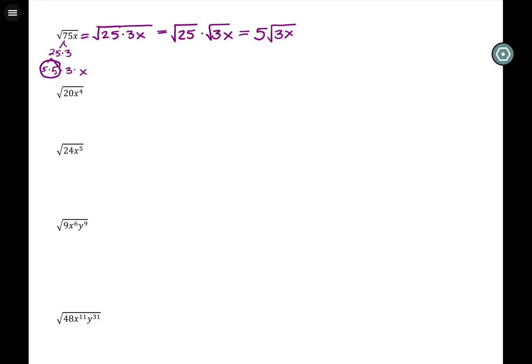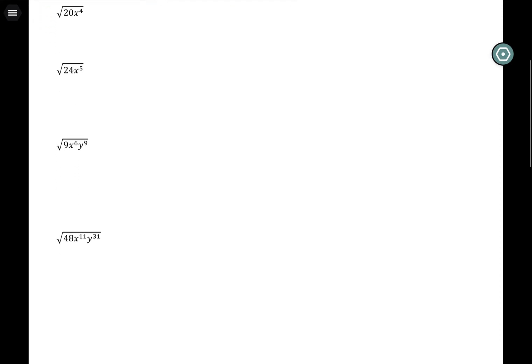Okay, so moving on to 20 times the square root of x to the 4th. So 20 is not a perfect square, but it does have factors that are perfect squares. So I can say, okay, 20 is 4 times 5. And again, if you can just spot that 4 is your factor, excellent. But I've been talking to some people that are feeling a little bit overwhelmed by simplifying radicals. So I want to show that if you need that really clear, how do I start breaking this down? You can go for prime factorization.